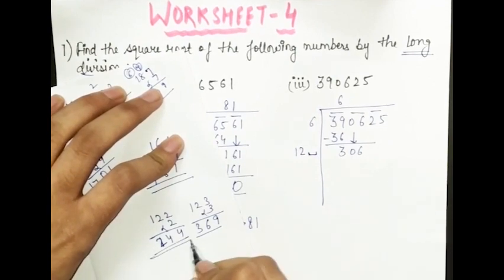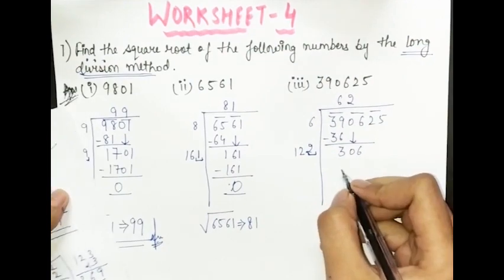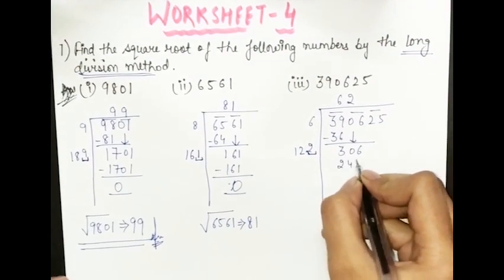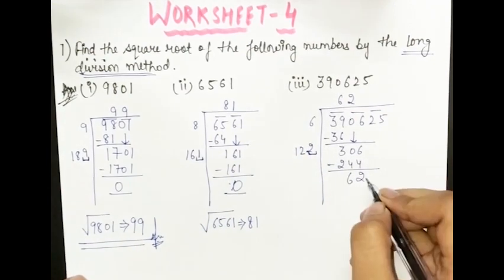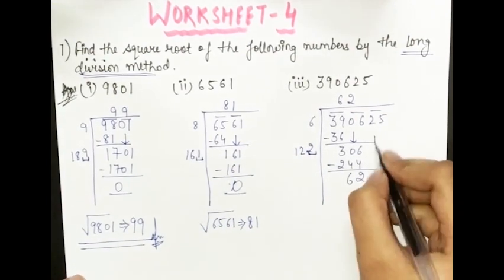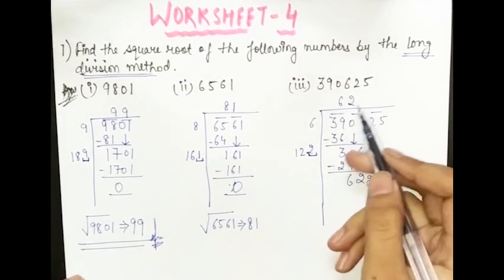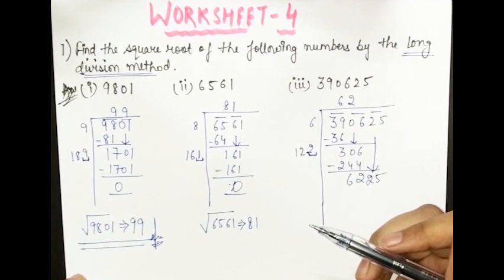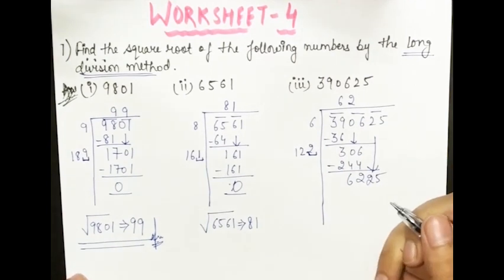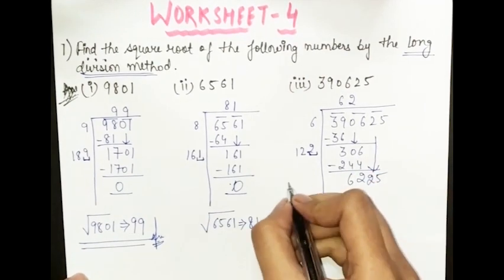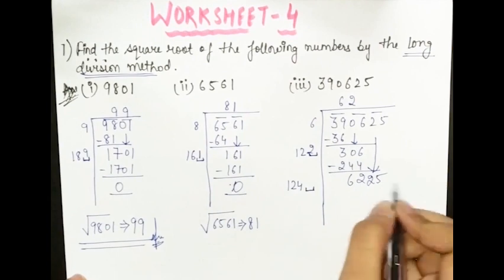So we have to write this only. So 2 here and 2 here, that is 244. So 2 and 6, 62 will be here. And now 25. Now you all know what is the double of 62? That is 64. Oh sorry, 124. So 124. Now we want one number so that this will be completely divisible.